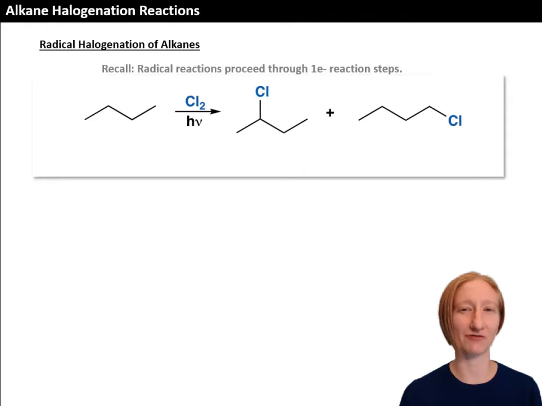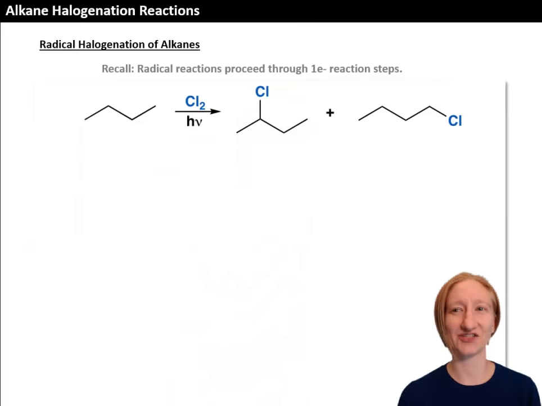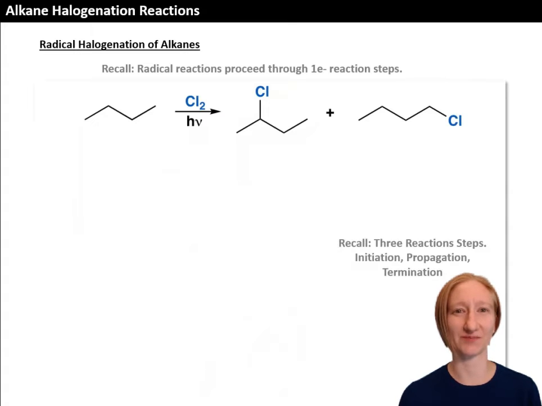For example, if we treat an alkane like butane with chlorine under irradiation with light, we break carbon-hydrogen bonds to form new carbon-chlorine bonds, leading to alkyl halides, or in this case, alkyl chlorides or chloroalkanes. And this halogenation reaction occurs through a radical pathway. Remember that radical reactions have three basic types of reaction steps: initiation, propagation, and termination steps. And we'll walk through those steps for the formation of the secondary alkyl chloride formed in this reaction.